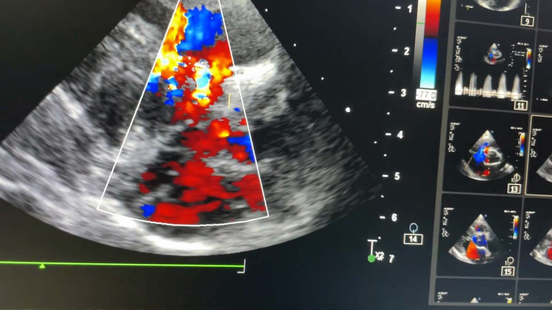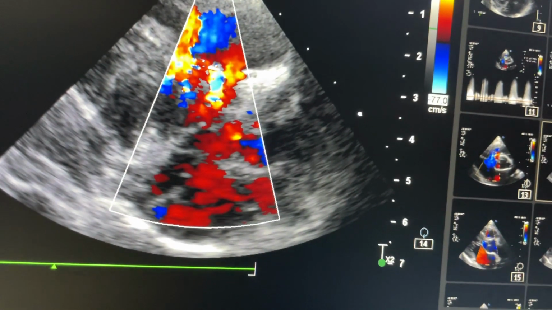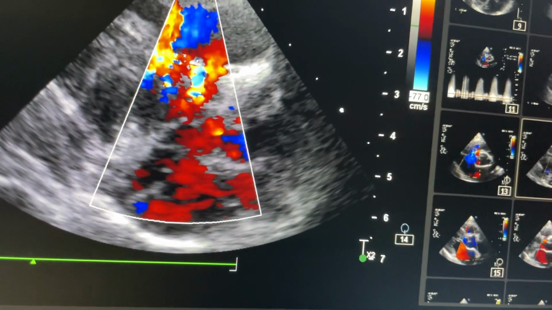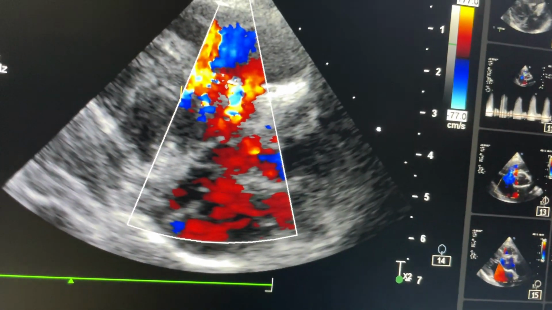What happens? The blood comes into the right atrium, then from there it goes into the right ventricle. So turbulence can also be seen in the right ventricle because of indirect VSD, you can say, because that blood is coming to the right atrium, then it's going into the right ventricle.